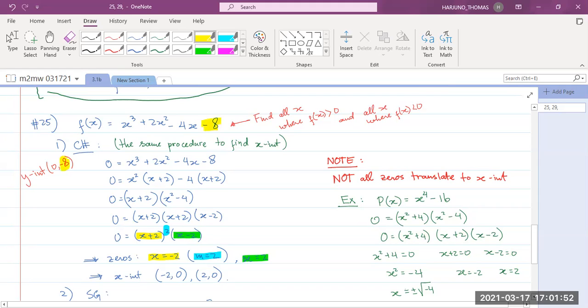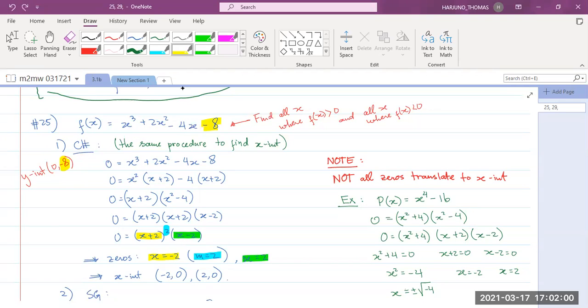Okay. Let me put an arrow so that you know what I'm referring to. I don't like that. That's way too thick. Why doesn't it work?